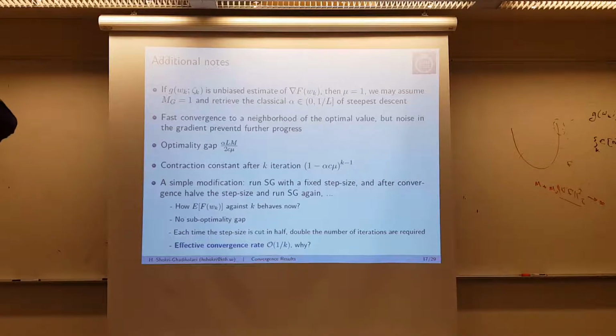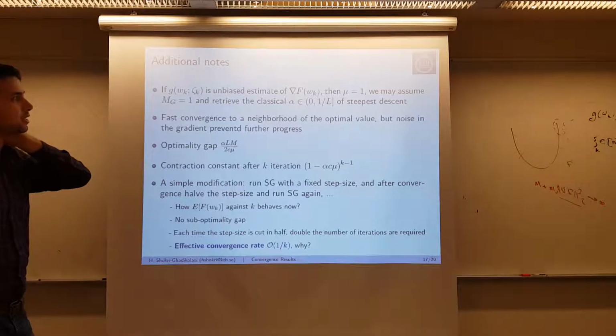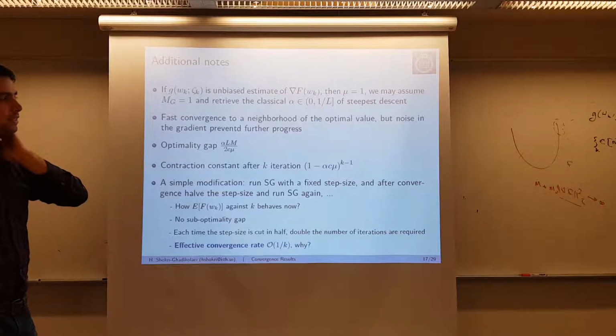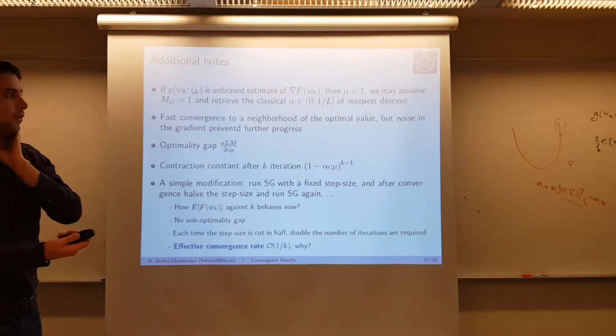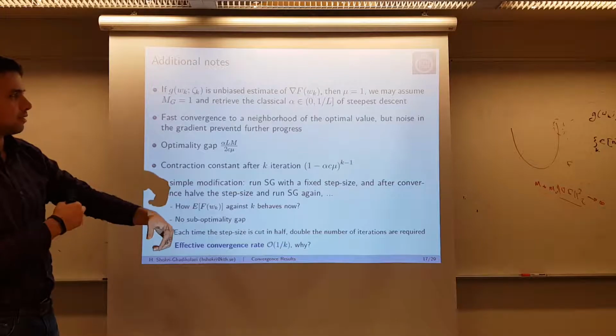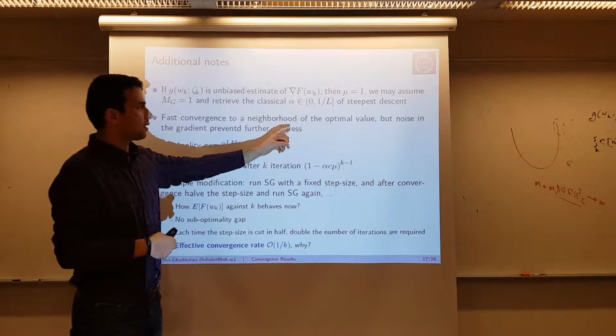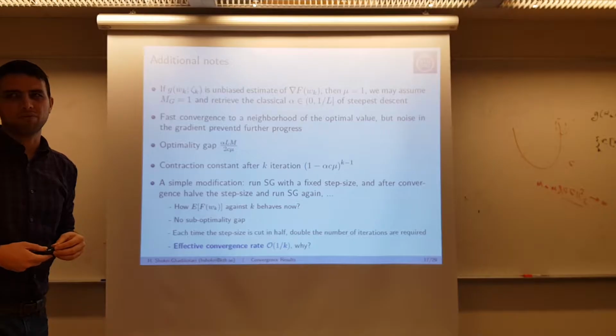That's it. So some additional notes. Again, if you assume that this g function is an unbiased estimate of the actual gradient, then mu is 1. Now, if we assume that mg is 1, then we can recover the classical requirements on alpha for steepest descent, which is alpha should be between 0 and 1 over L.